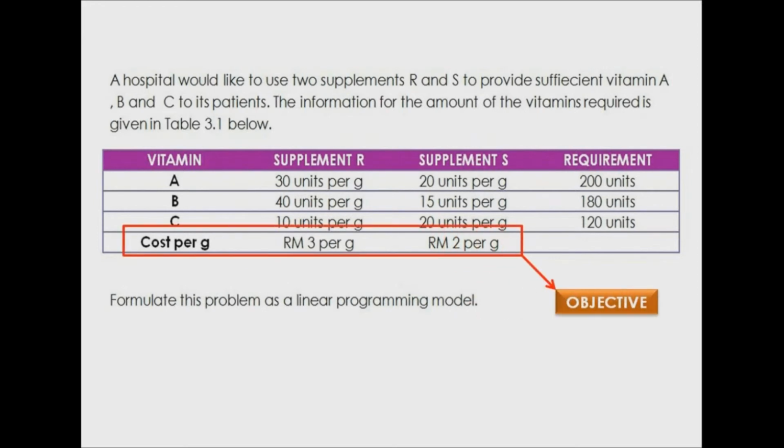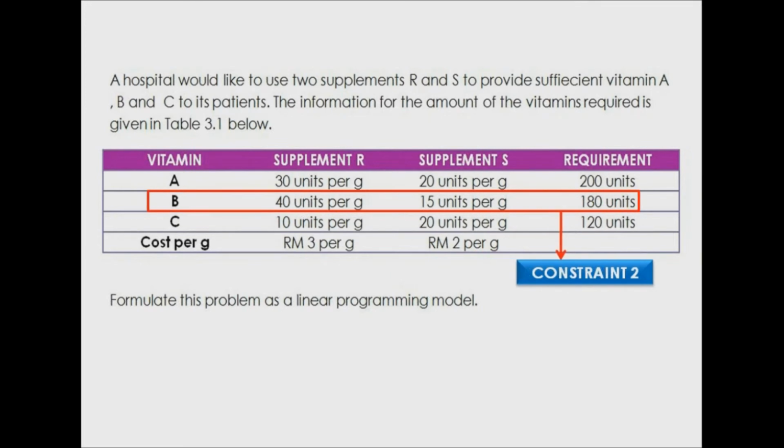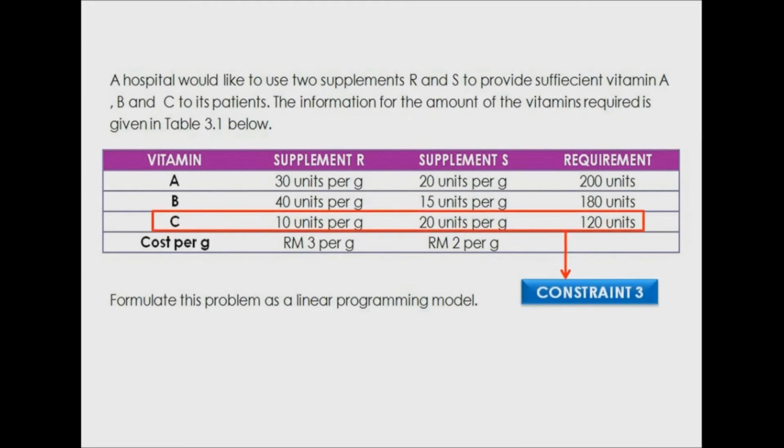The objective of this problem is cost per gram, which is RM 2 per gram for R and RM 2 per gram for S. The first constraint of the problem is vitamin A, where supplement R is 30 units and supplement S is 20 units. The second constraint of this problem is vitamin B for 40 units of supplement R and 50 units of supplement S. The third constraint is vitamin C for 10 units of supplement R and 20 units of supplement S.